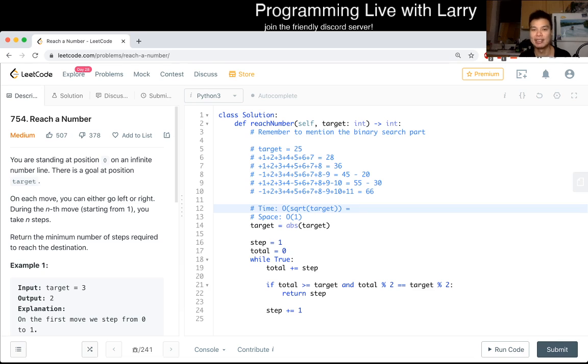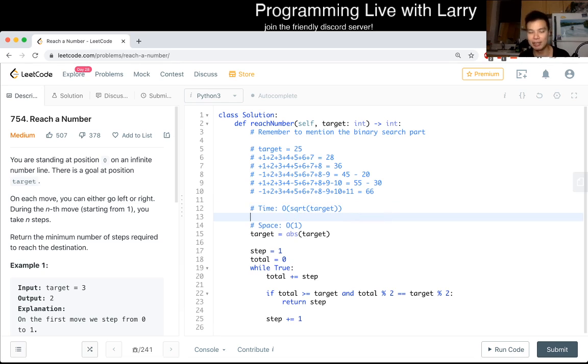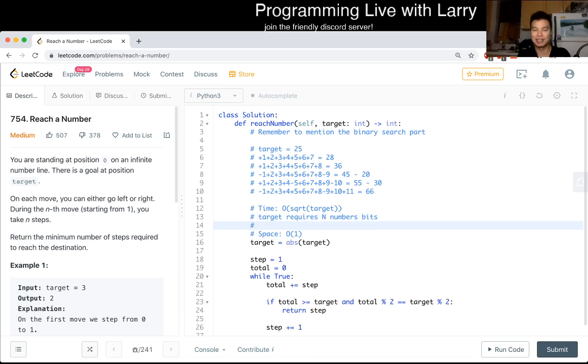number of bits, right? So that means that target requires n number of bits, and that means that in terms of that, right, the time complexity is actually O of 2 to the n, because for each bit you do, technically it is 2 to the n over 2, which is 2 to the n. So yeah, that's all I have for this problem.